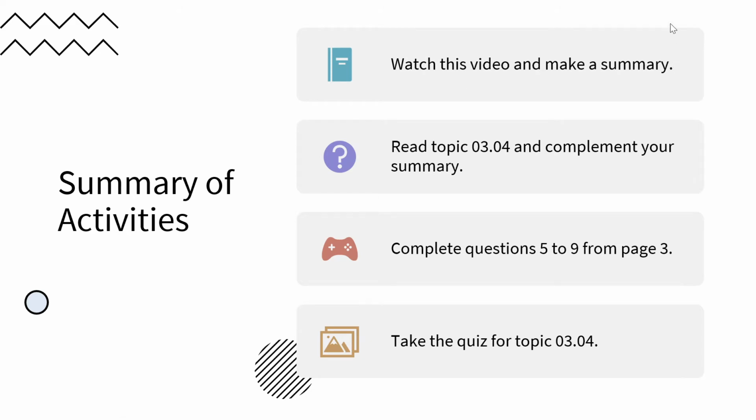Here you have a summary of the activities that you need to complete. So first of all, watch this video and make a summary. You need to read topic 3.04 and complement your summary. Complete the questions from 5 to 9 from page number 3. And lastly, once you are done with all of these activities, you have to go to topic 3.04 and take the quiz online. Alright?